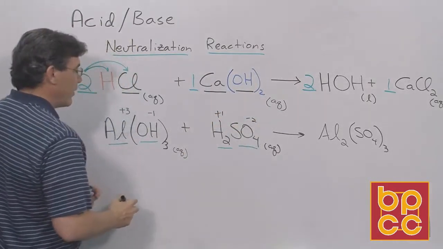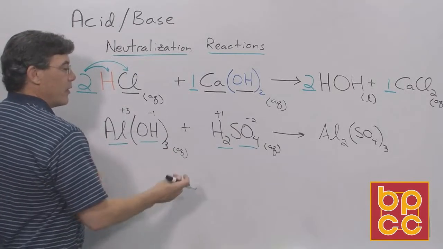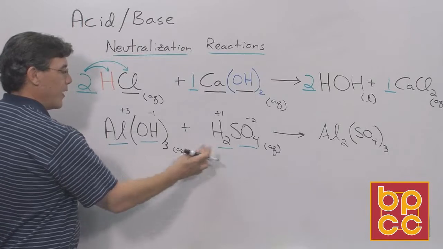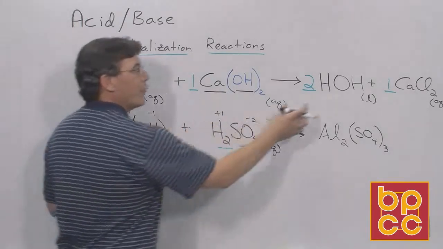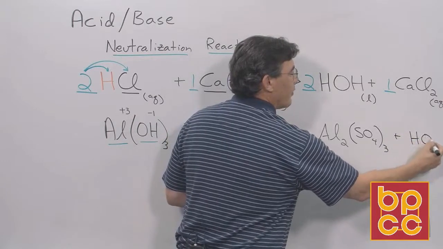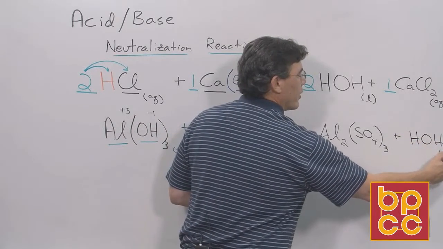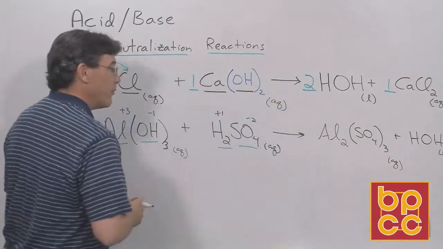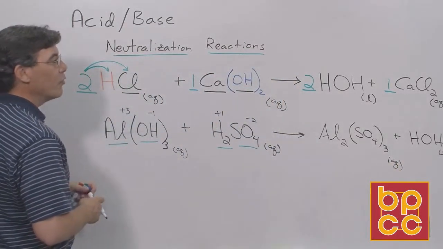The second product is going to be the other 2 square dancers. And remember, positive comes first, so that would be the hydrogen and the hydroxide. Well, you saw in the first reaction, we just make water from hydrogen and hydroxide. We can put a liquid there, and this would also be aqueous. And there it is. Okay, completely neutralized.